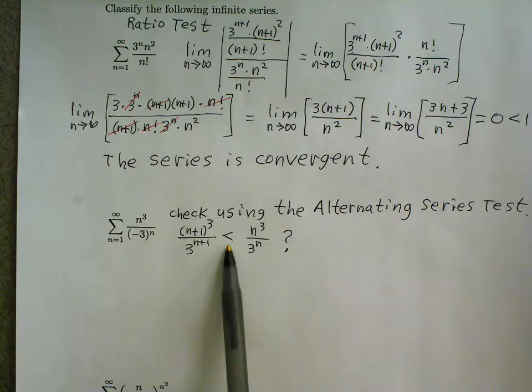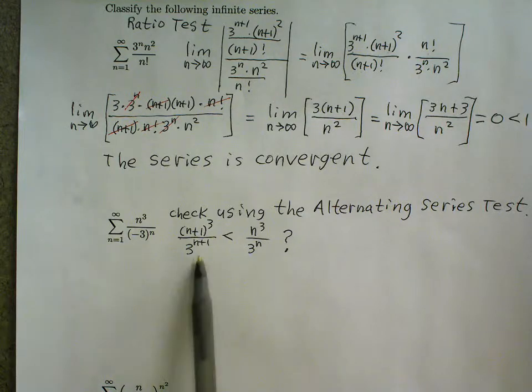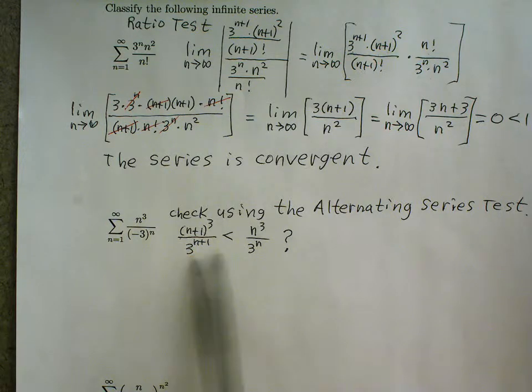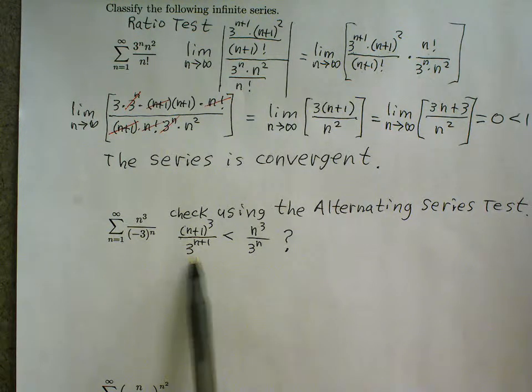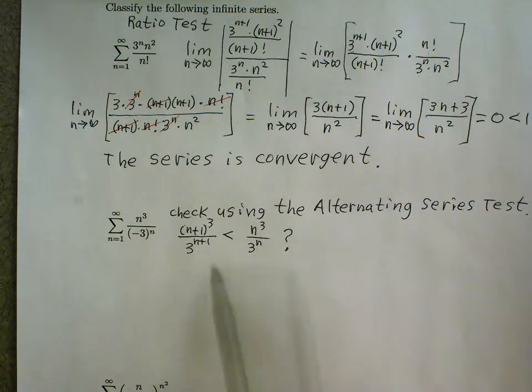So this will eventually be true, even if it's not the case for 1. When n is 1, what do we have? We have 8 over 9 and 1/3. 8 over 9 is greater than 1/3. So it's not true when n equals 1, but it will be eventually.